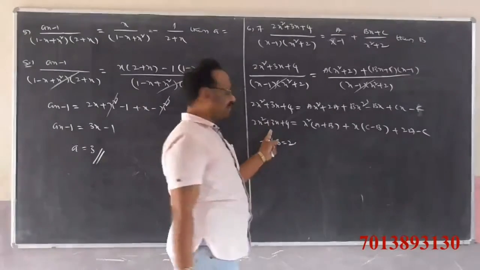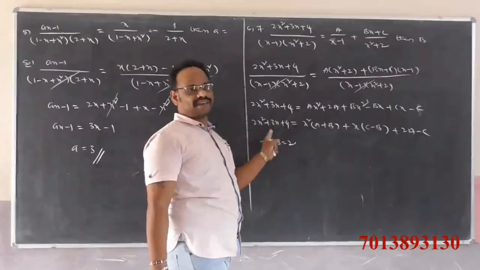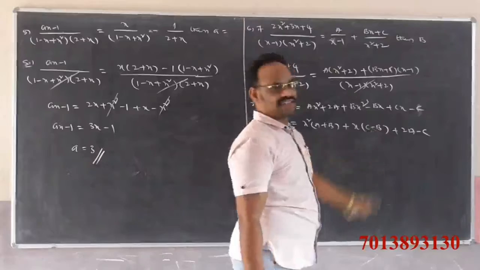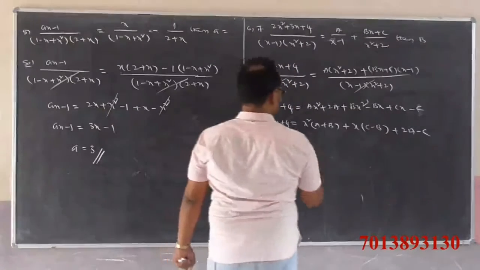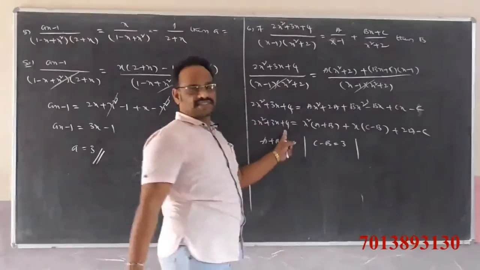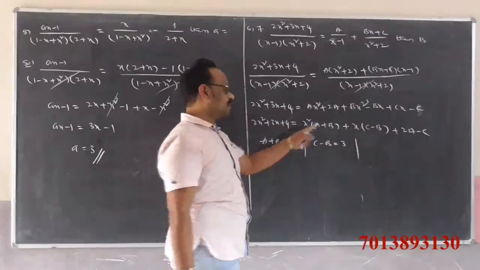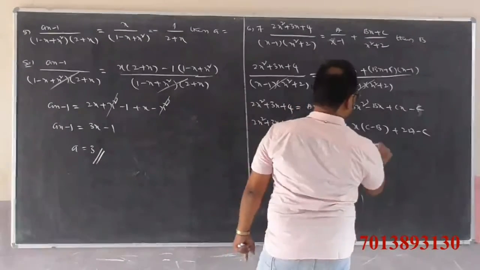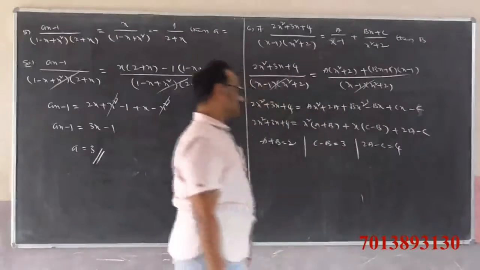What is the coefficient of x here? 3. Coefficient of x is equal to 3. Here the coefficient of x is c minus b. So we get c minus b is equal to 3. What is the constant term? Constant term here is 4. Here the constant term is 2a minus c. So 2a minus c is equal to 4.